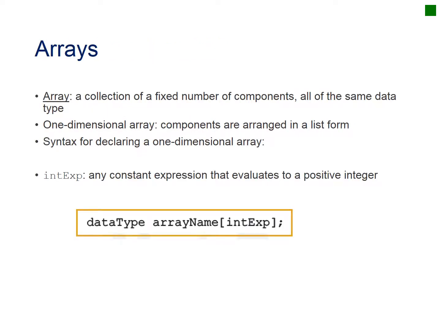An array is a collection of a fixed number of components, all of the same data type. In a one-dimensional array, components are arranged in a list form. The syntax for declaring a one-dimensional array is as follows: the data type, the array name, and an int expression in brackets, where int expression is any constant expression that evaluates to a positive integer.